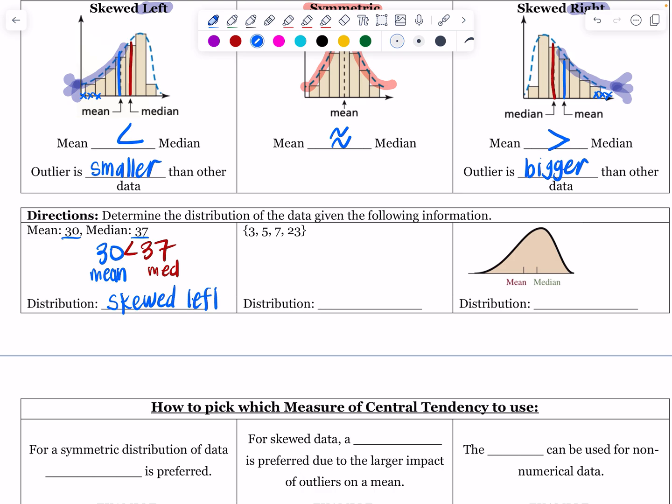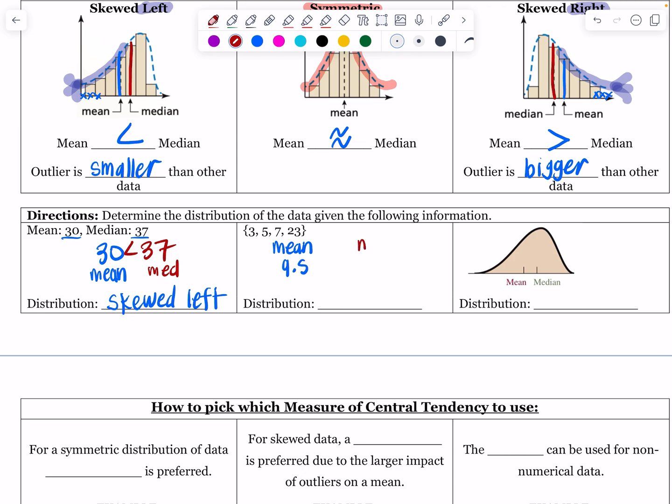Skewed left. Our tail would be on the left side. Okay, now we actually want to calculate our mean and our median. So what is our mean compared to our median? Our mean is going to be all of these added together divided by 4. So 3 plus 5 plus 7 plus 23 is 38. Divided by 4 is going to give me 9.5 for my mean.